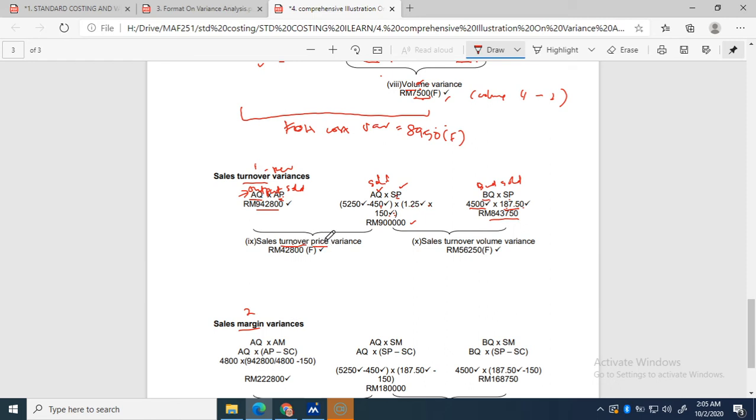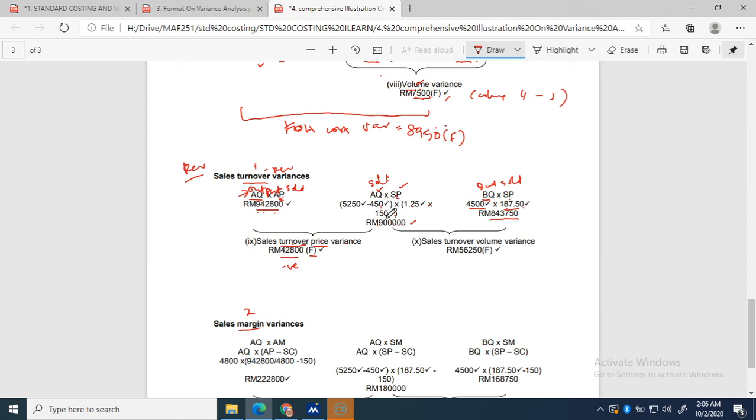Sales turnover price variance. So 900,000 minus 942,800, you get negative 42,800. Sales is revenue, while material and labor are costs. For cost, if positive it is favorable and if negative it is adverse. But for revenue, it is the other way around: negative is favorable and positive is adverse. So why? We refer to here.